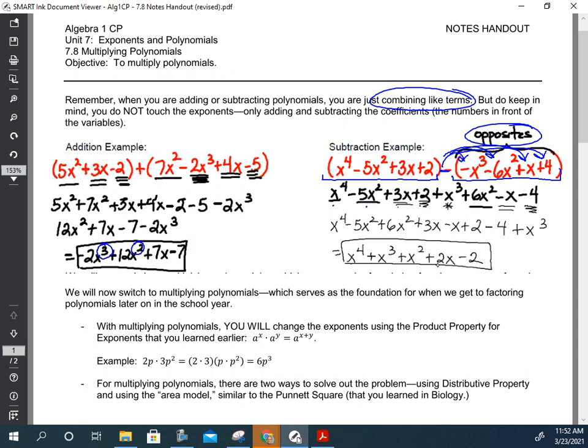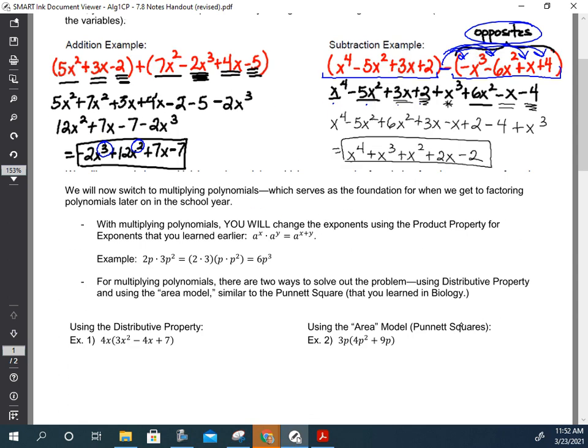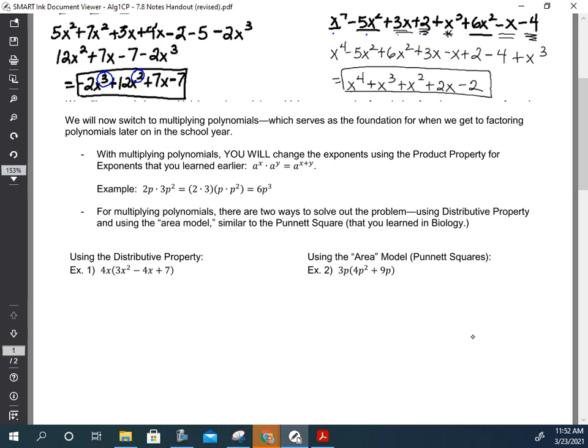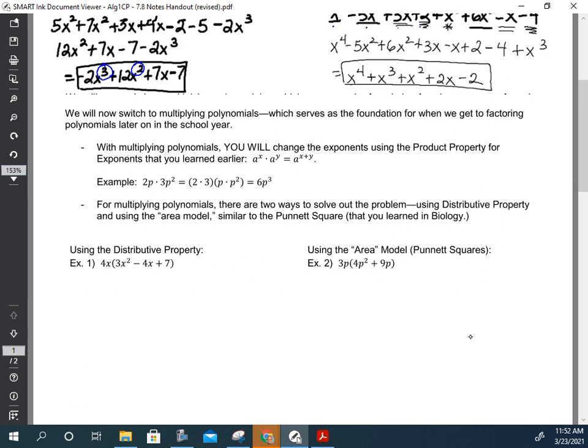So let's look at multiplying. When you multiply, if you know how to do distributive property, then you've done multiplying already. The only difference is that when you multiply, you will change the exponents.